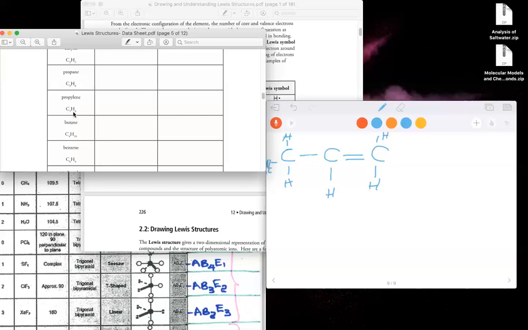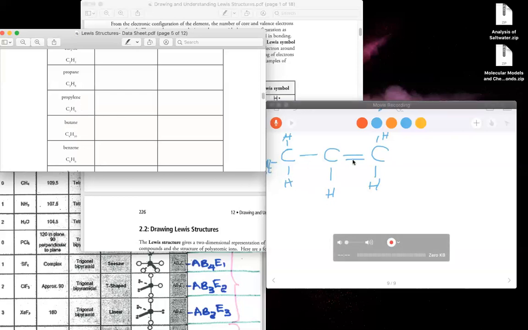That's how you end up with the Lewis structure. If you count the number of carbons, there are 3. If you count the number of hydrogens, there are 6. And because it is ENE, that means there must be a double bond.